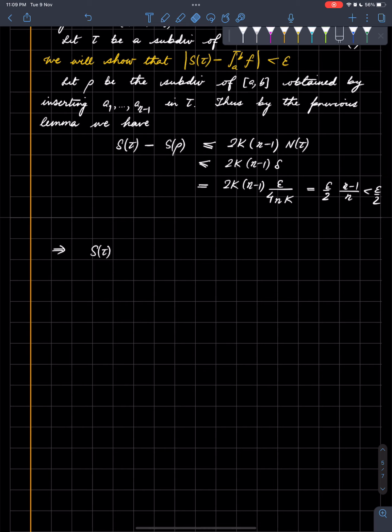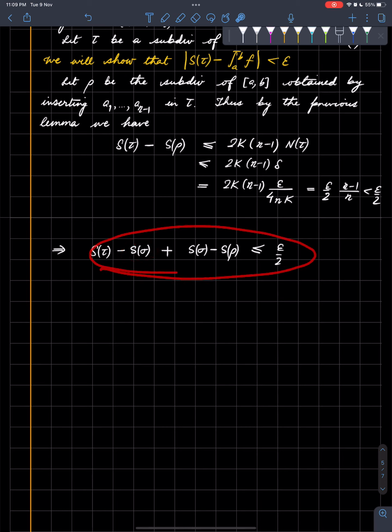Okay, how do I write this? So S tau minus S sigma plus S sigma minus S rho. Yeah, this is fine. This is less than or equal to epsilon by 2 plus nothing. So that's it. I mean, all we did was we just added and subtracted that term. So we have this because we have that.